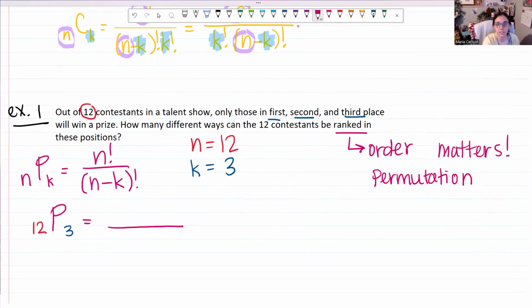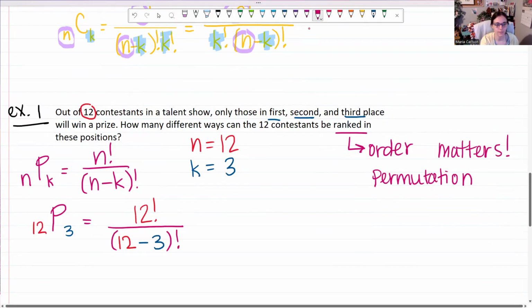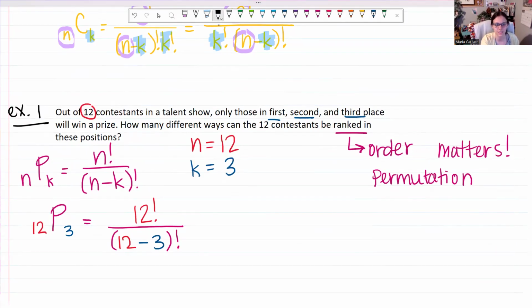So this is going to be the total number of contestants, n factorial, so 12 factorial over the difference: 12, our total number of contestants, minus the amount we're ranking them in, 3, so 12 minus 3 factorial. And we can actually evaluate what this means. So 12 factorial, let's just leave that in the numerator for now. Over 12 minus 3, well, 12 minus 3 is 9 factorial. So I have 12 factorial over 9 factorial.